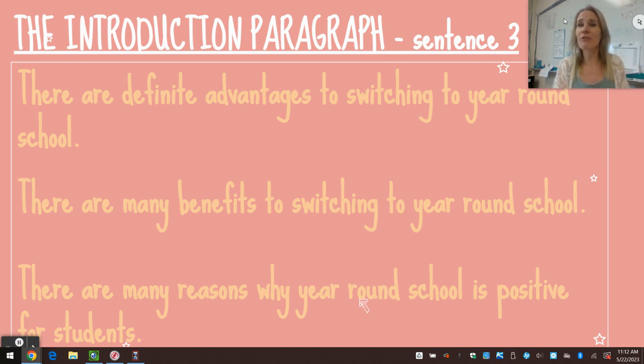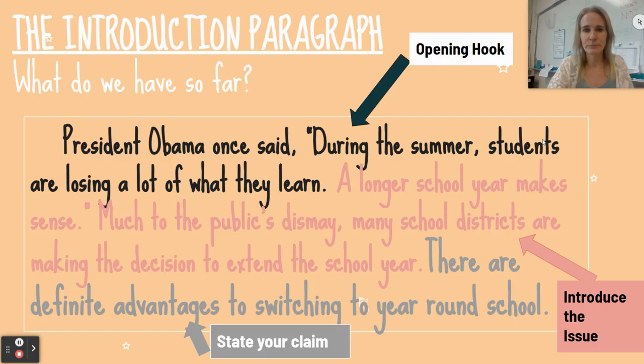But here are 3 different ways I could have said it. What keyword did I use in the first one? Advantages. What keyword did I use in the second one? Benefits. What keywords did I use in the third one? Many reasons why, and that it's positive, okay?